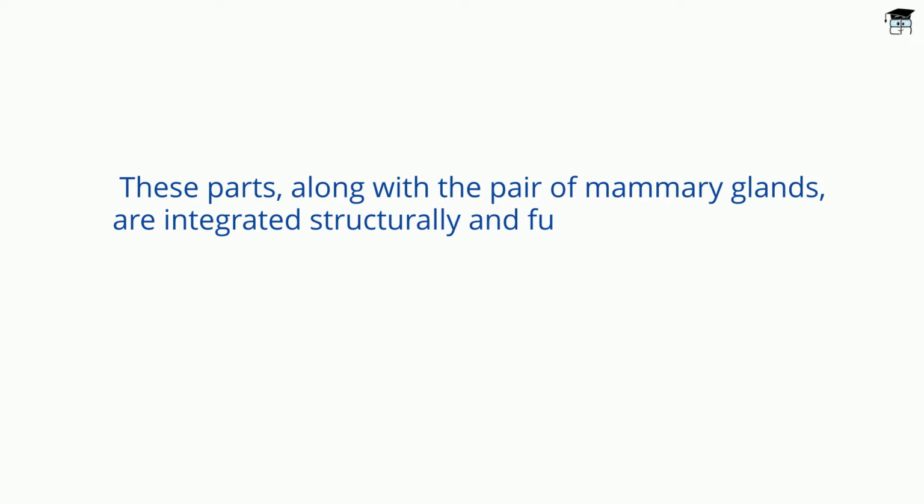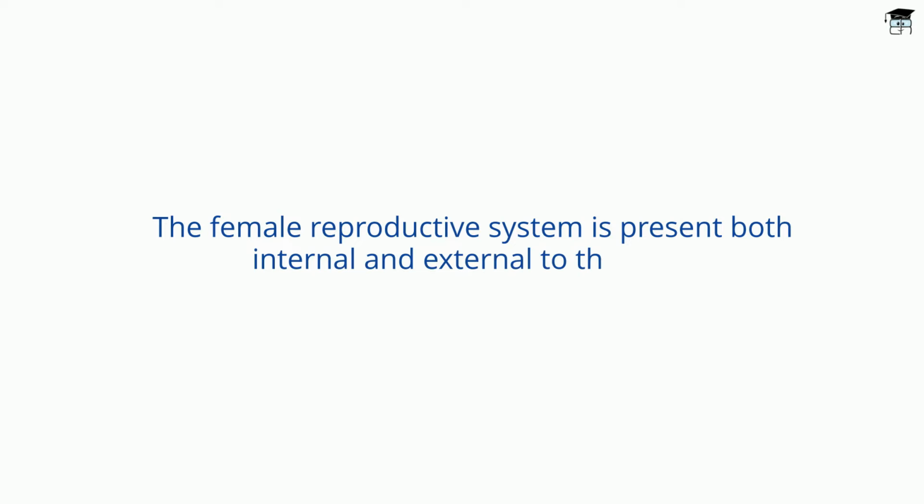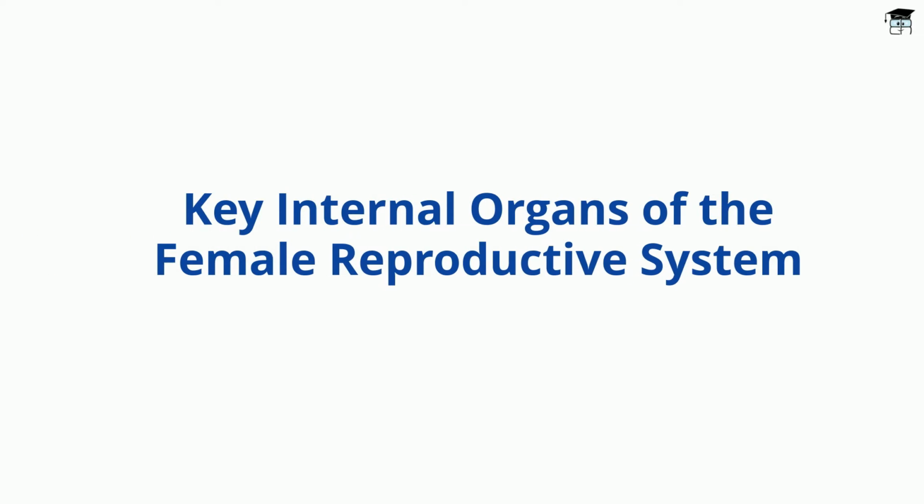These parts, along with the pair of mammary glands, are integrated structurally and functionally to support the processes of ovulation, fertilization, pregnancy, birth and childcare. The female reproductive system is present both internal and external to the body. Now let us first look at the key internal organs of the female reproductive system.